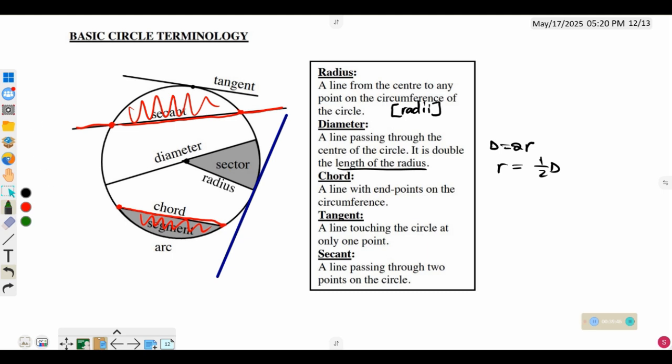So that's what I need you to understand mostly: a radius, a diameter, a chord, a tangent. These are the most important things that we are going to use more in the next session.